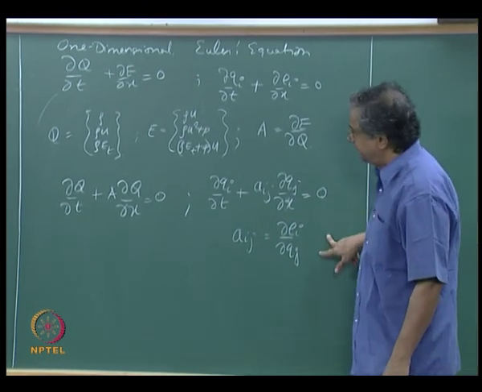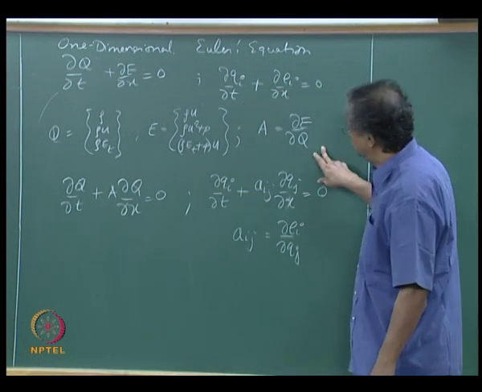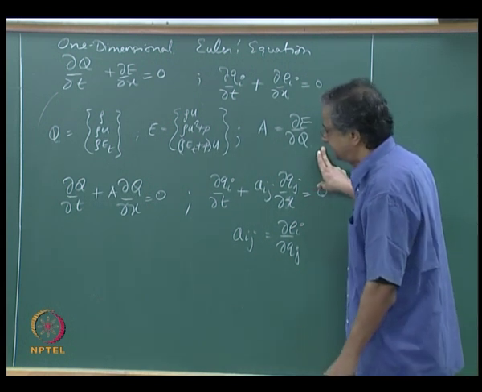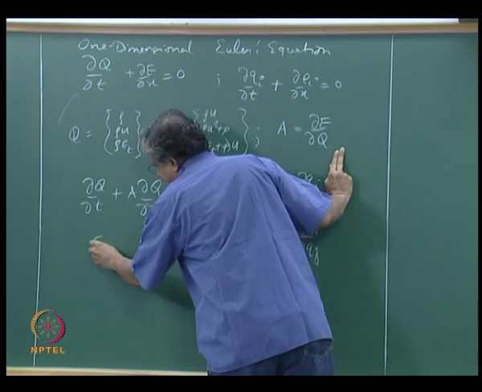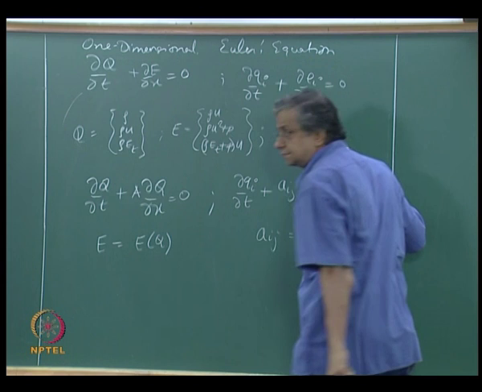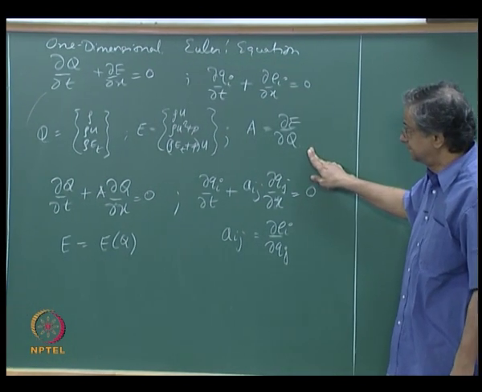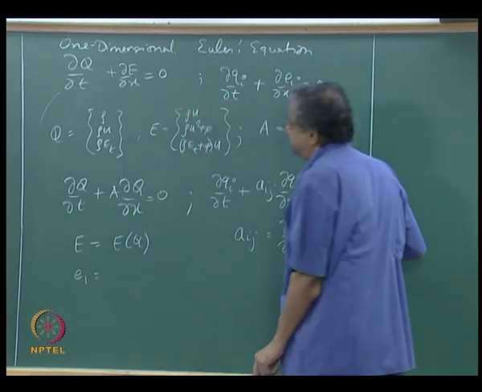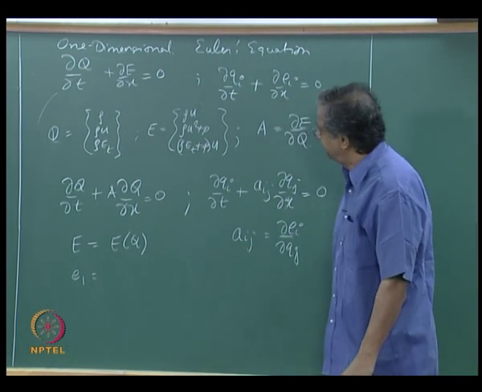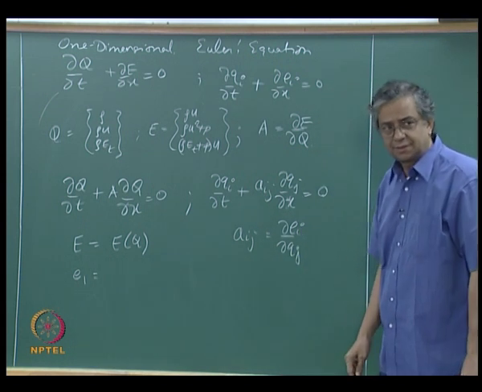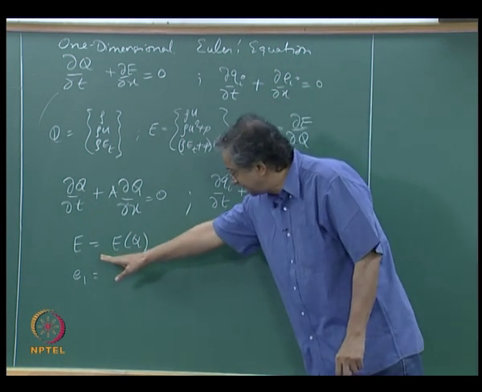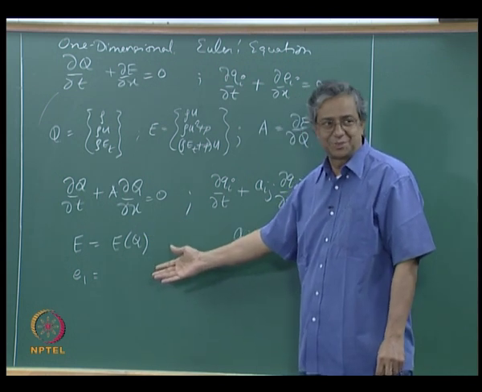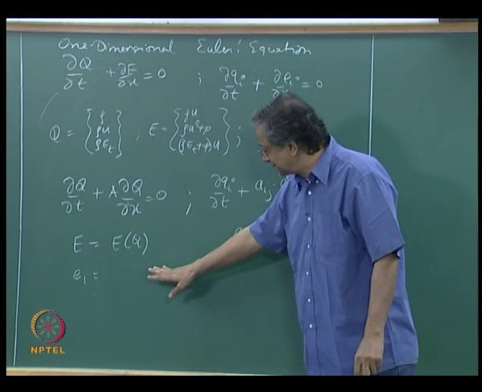Implicit in this definition of the flux Jacobian is an assertion that E is a function of Q, that I can write E as a function of Q. So E1 is obvious. We look at E2 and E3. But before I start, writing E as a function of Q, I want to give you motivation as to why you should always make sure that you write this properly, in terms of Q1, Q2, Q3 and so on.